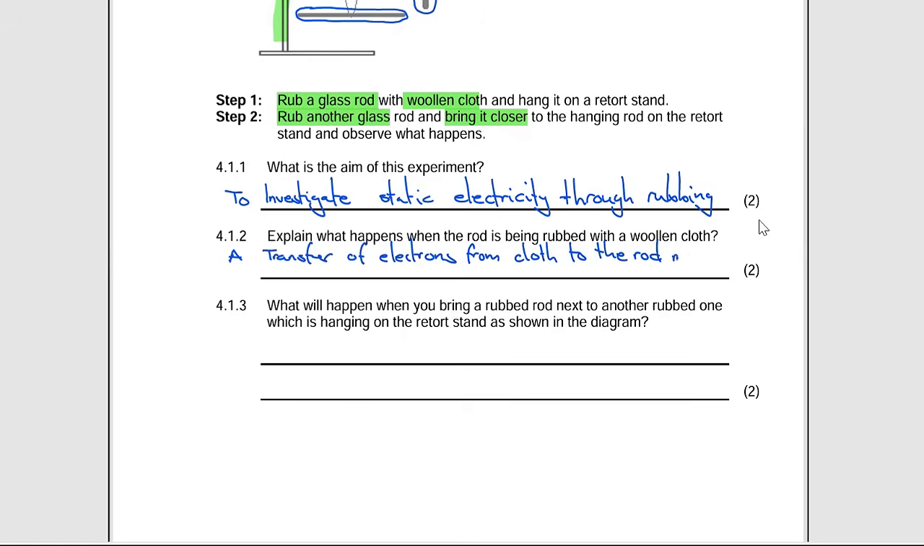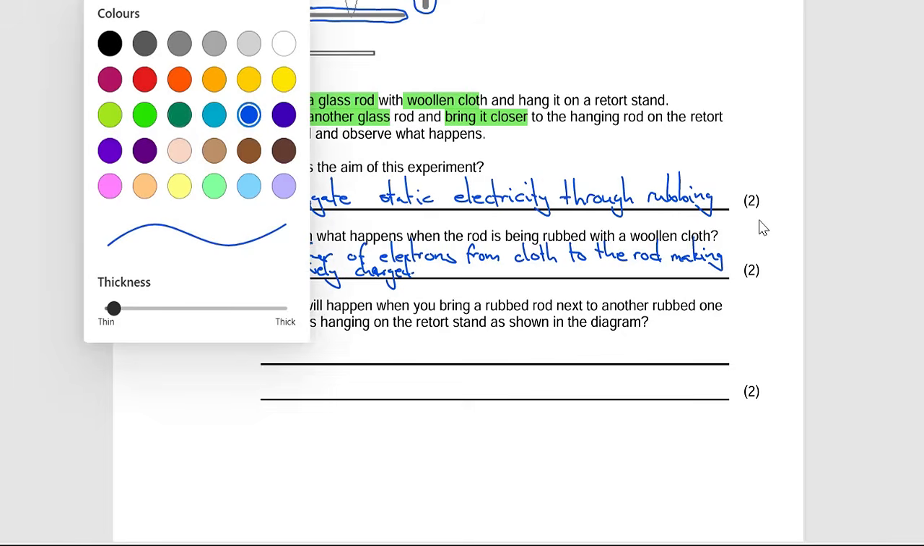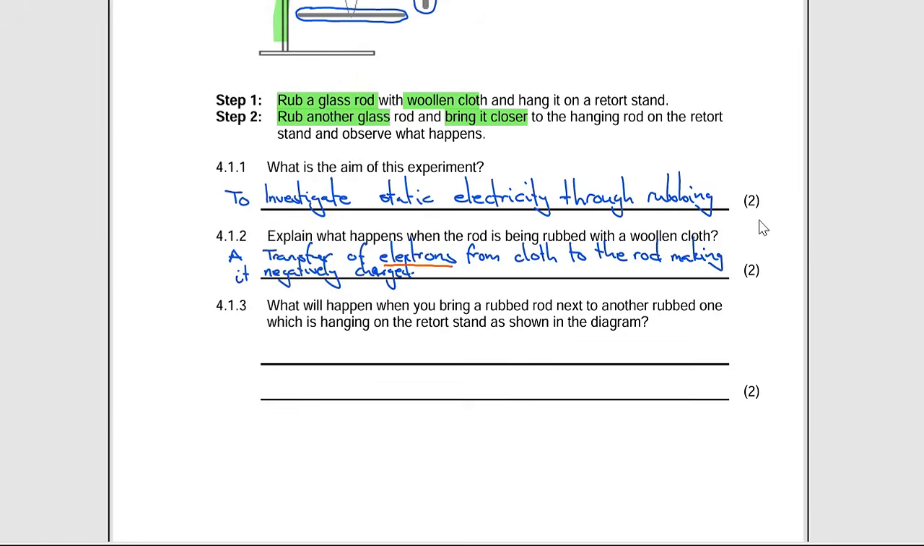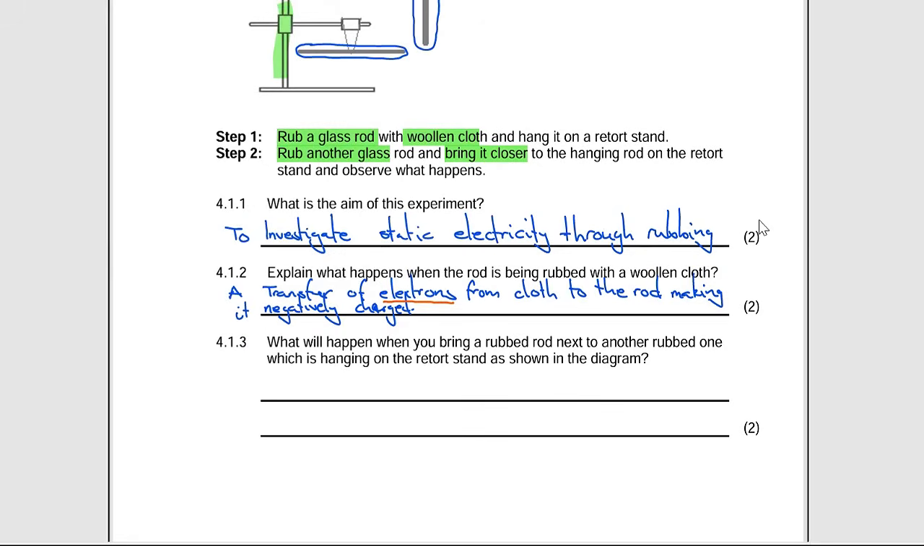making it negatively charged. The other thing I want you to take note of: whenever there is a transfer, it's always our electrons that are going to be transferred. So a transfer of what? Of electrons. The electrons are the ones that move from the cloth to the rod, making this rod negatively charged, right?